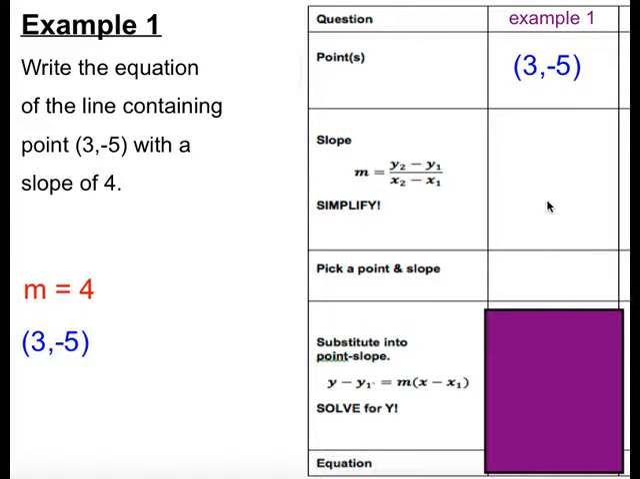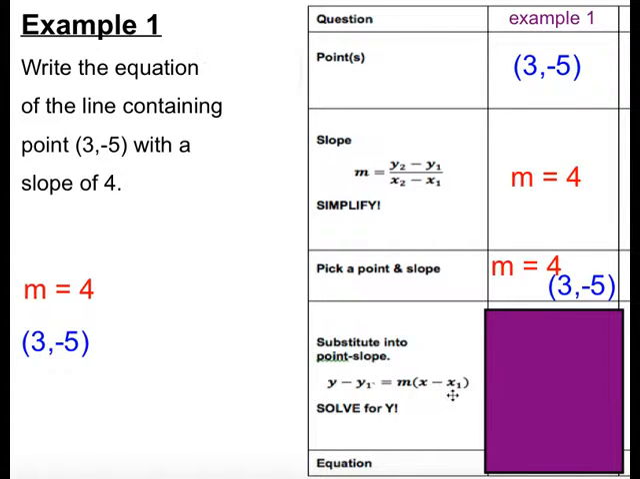Now, if we had to calculate the slope, which we've already done before, we would do that right here. But the problem is they don't tell us 2 points, so we don't have to do that. All they do is tell us the slope, and the point (3, negative 5). Now, here's where it gets repetitive, but it asks us to pick 1 point and a slope. So that's where we extract what we know from both of the other 2 boxes. We know m is 4, and our ordered pair is (3, negative 5). That is all we need in order to figure out the rest of this problem.